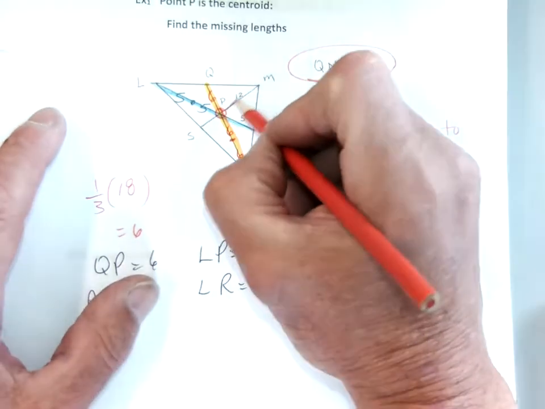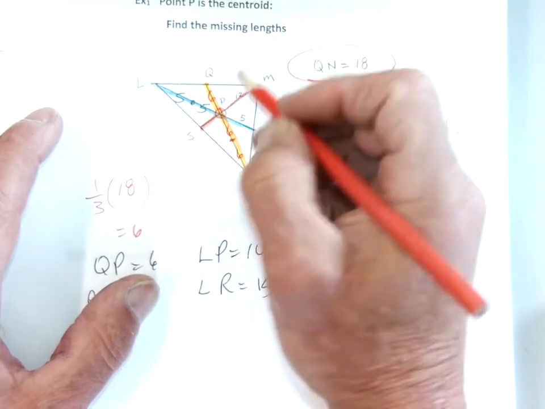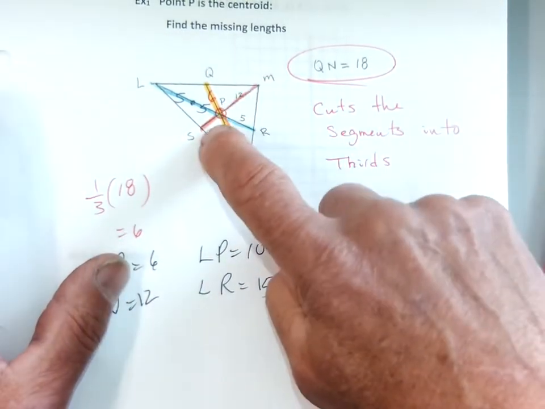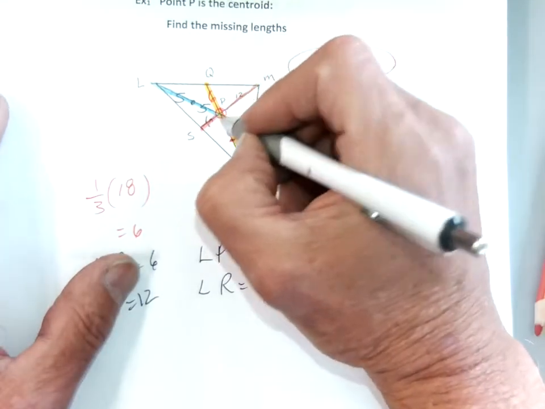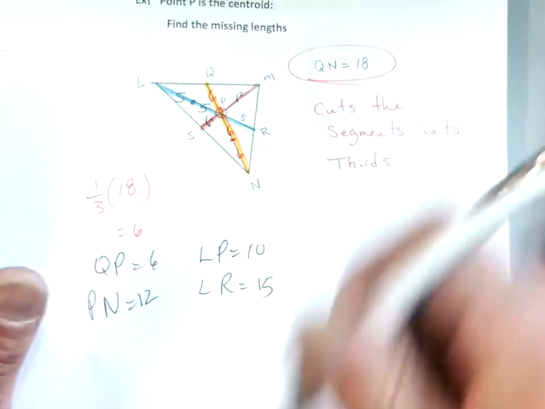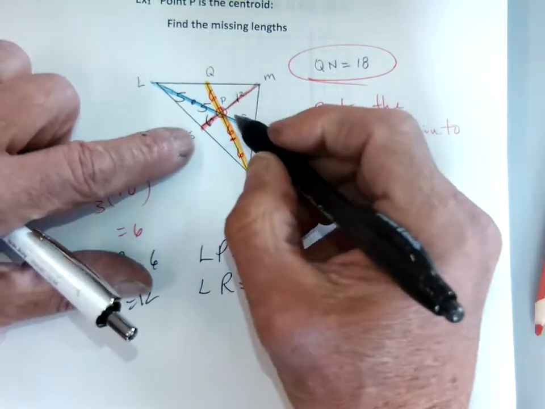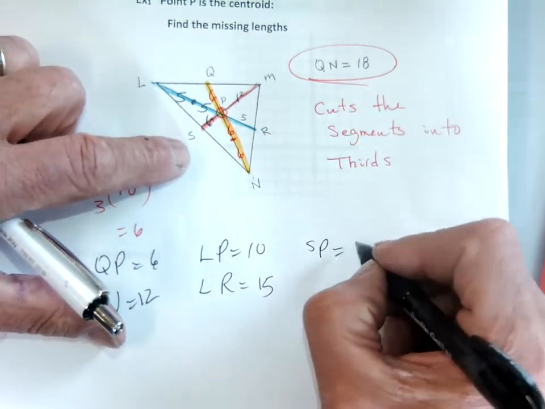Okay, now let's look at our third segment. Third segment's here. It's 12. But that's the longer piece, right? So if this is 12, what's the short piece? 6, right? Because I would have a third. I'd have a 6, another 6, another 6. So I could say that SP is 6.